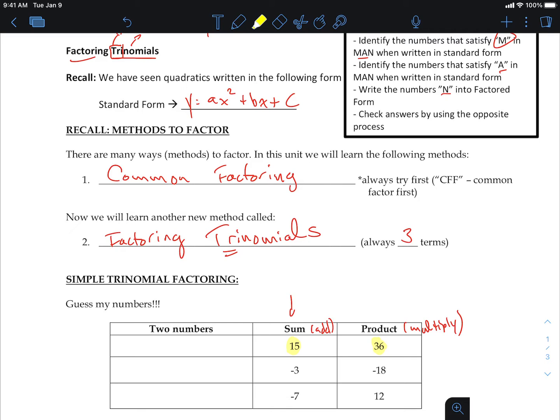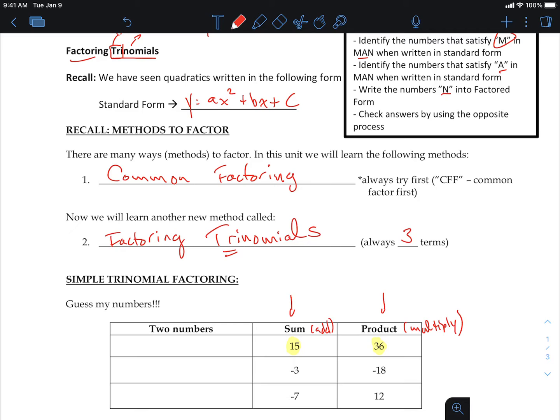So I want you guys to take a sec. The way I typically like to do this is I always start with the factors, the 2 numbers that multiply. So what I like to do is figure out, for instance, I'll write it over here. For this one, I need 2 numbers that multiply to 36, right? That's what I'm interested in.